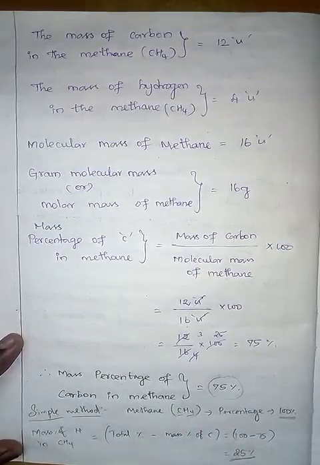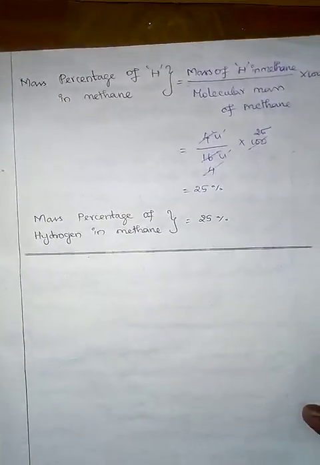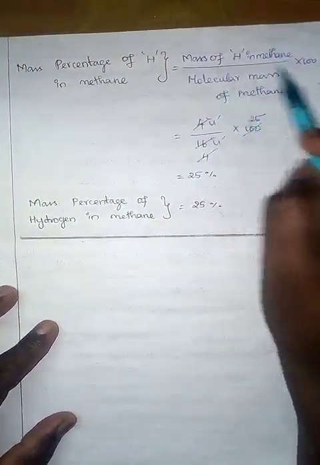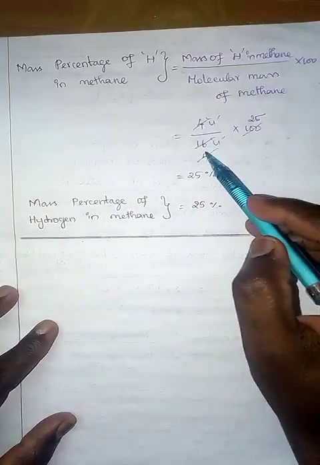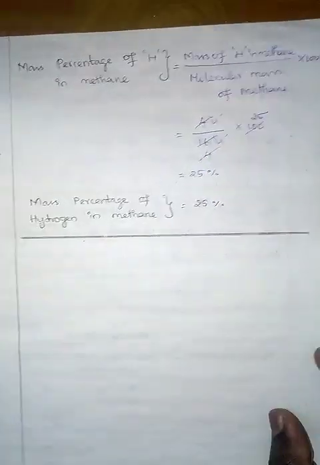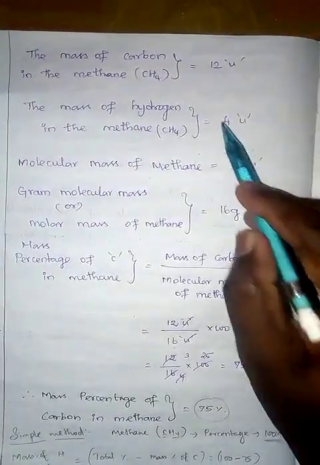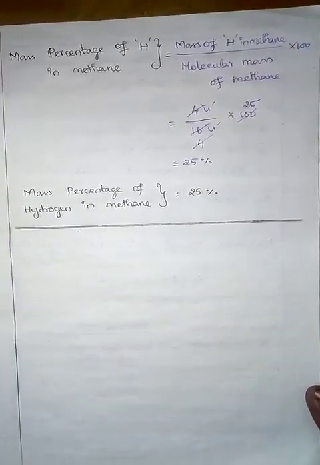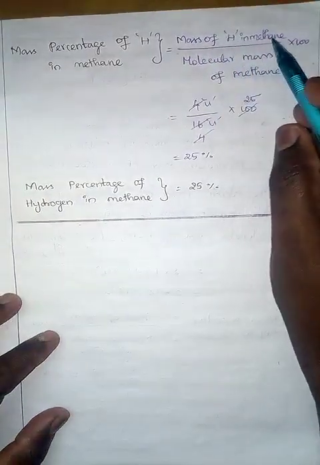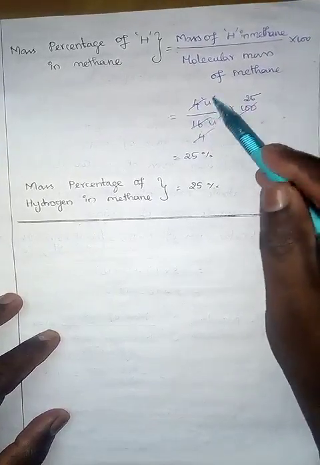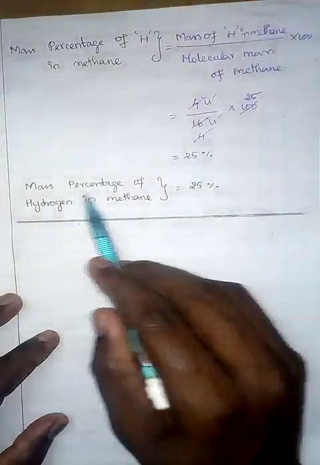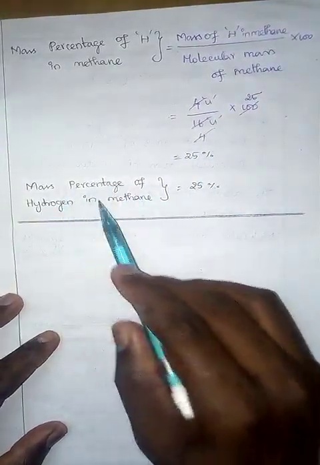This works if two elements are present in a compound. What else? The straight method. Go to the next one, that is the mass percentage of hydrogen in methane. Mass of hydrogen in methane divided by molecular mass of methane into 100: 4 by 16 into 100. We have calculated the mass of hydrogen is equal to 4, and the molecular mass is 16, so apply here. Mass of hydrogen is 4, molecular mass is 16, so u gets cancelled, into 100 for the percentage. The answer will be 25%. So the mass percentage of hydrogen in methane is 25%.